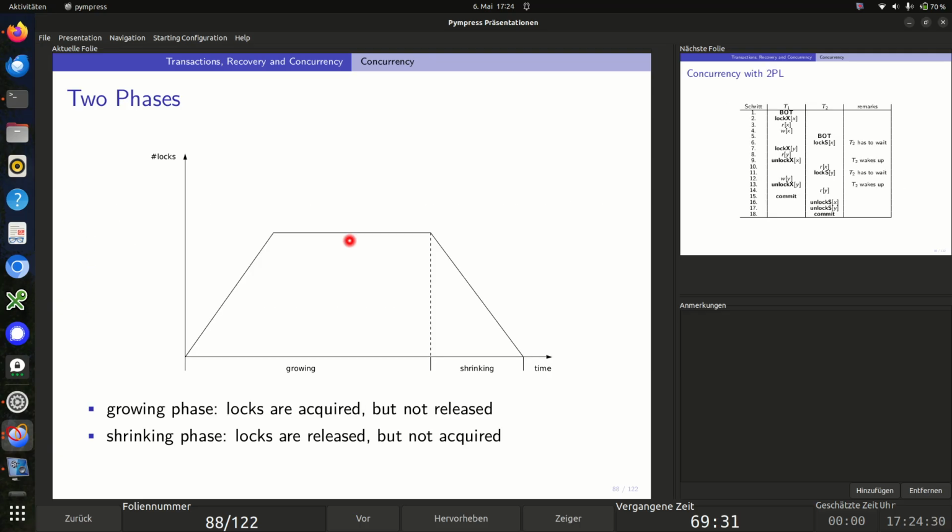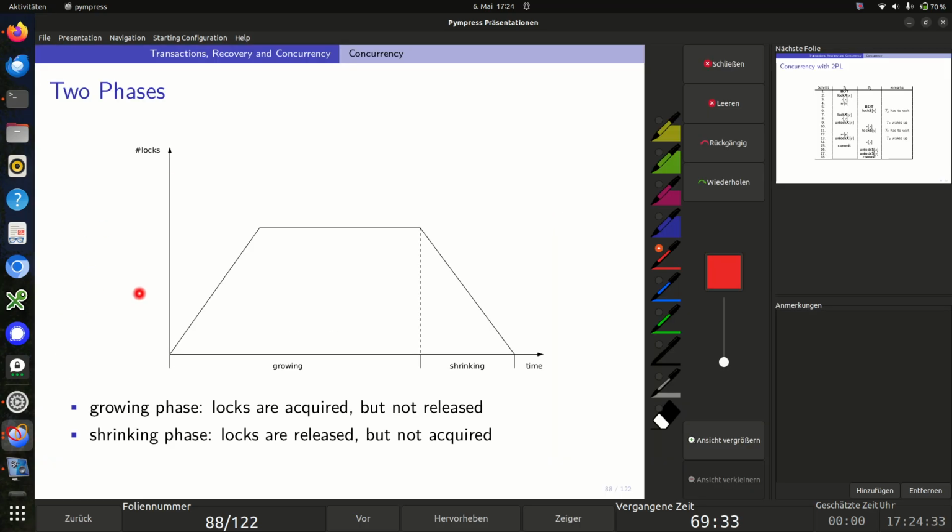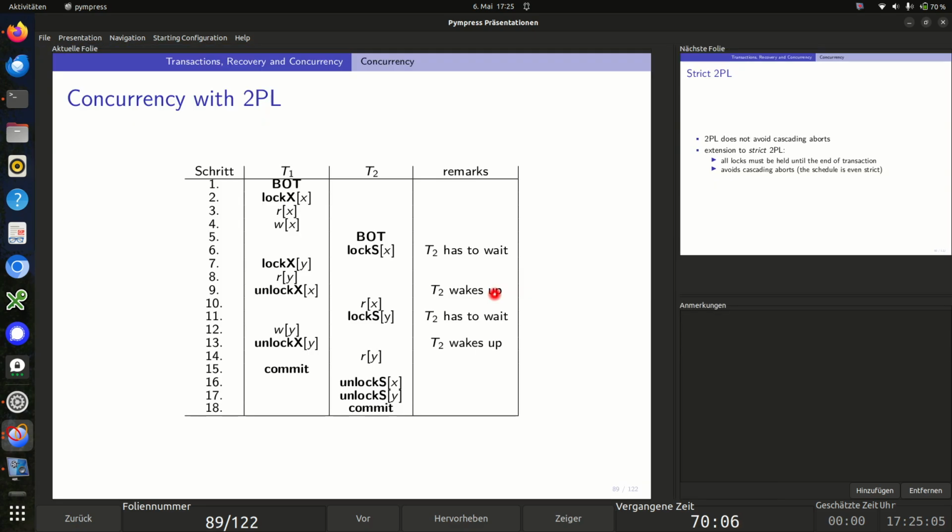And here you see we have a transaction. For example, we have a write of X, a read of Y, and a write of Y. So this means we need to gain locks on X and Y. Here we can lock, here we can lock, and here we can release. It's quite easy, two phases. So let's have an example.